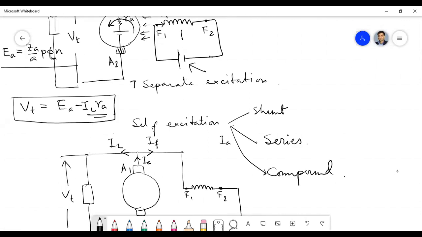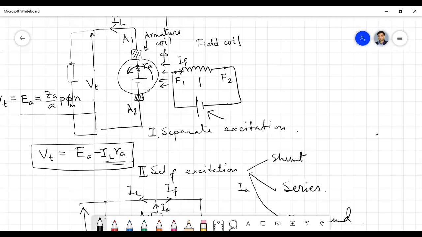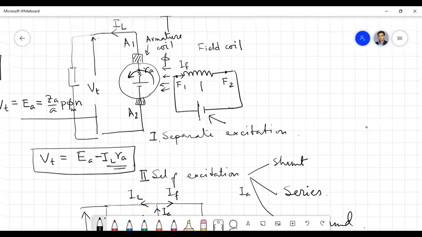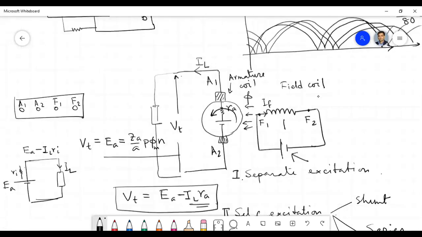Separate excitation and self-excitation. So under self-excitation, you have shunt, series, and compound. Can you define what is the excitation process? What do you mean by excitation process in a DC machine? Anybody? Anyone?